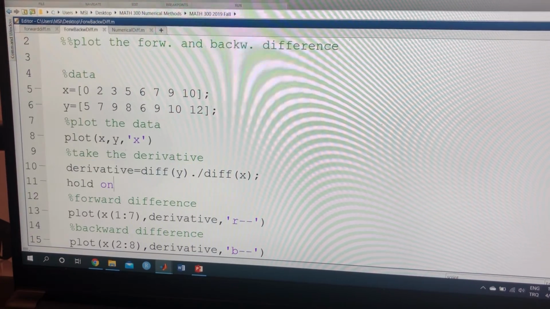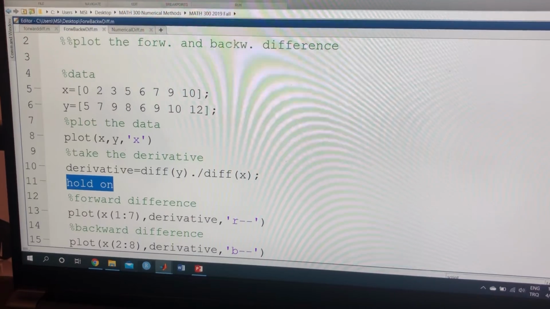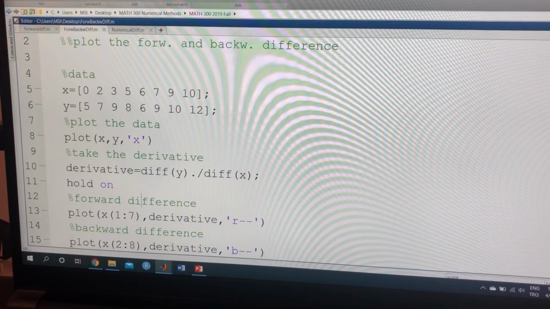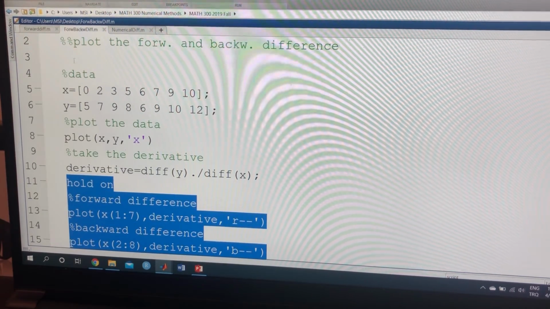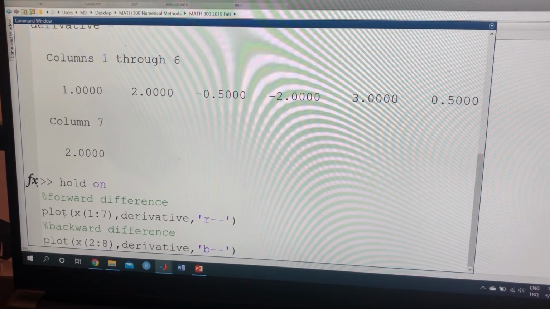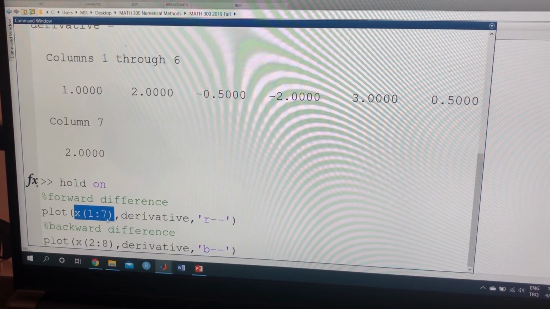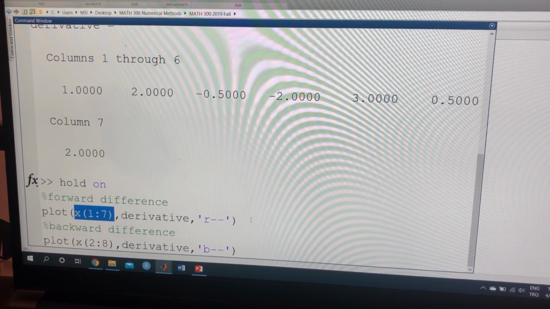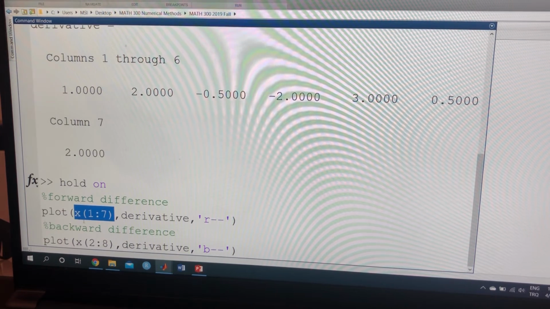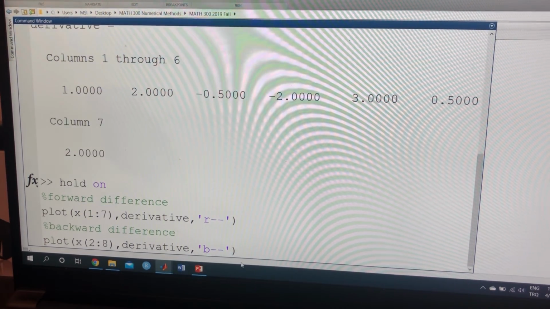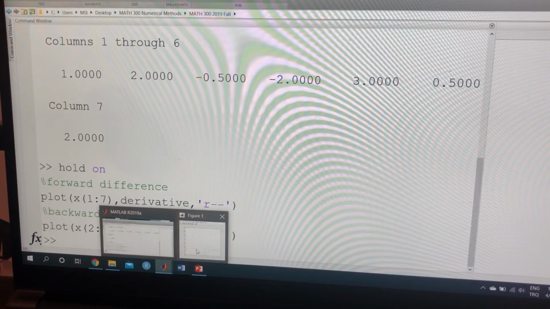That's why I am putting hold on, because I want to plot everything together. And let me just copy paste that part. There you go. I will be sending those to you. If I plot the first 7 values for the derivative that I just found, then I will get the forward difference. But if I plot it for the last 7 values, x2 to 8, then I will get the backward difference. I say enter and let's look at it.